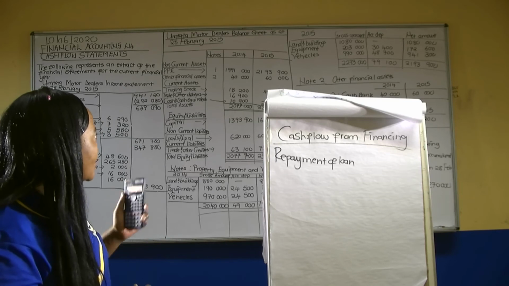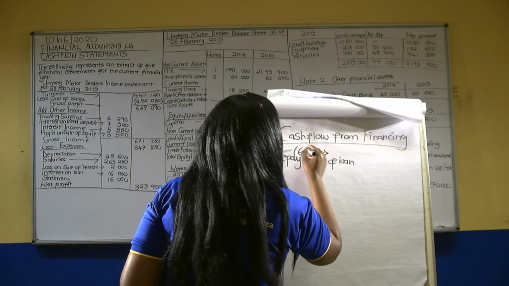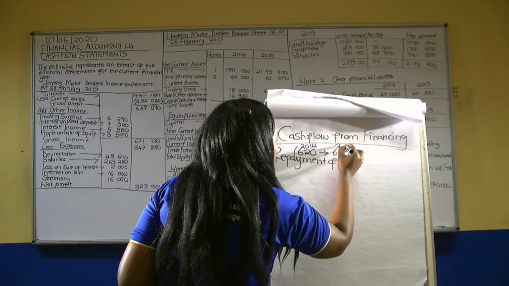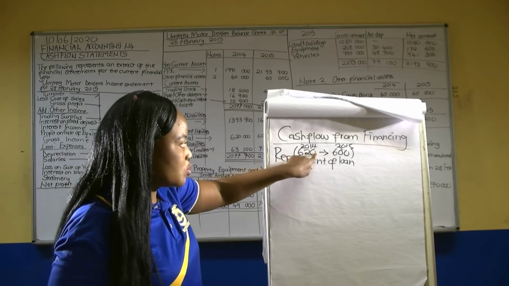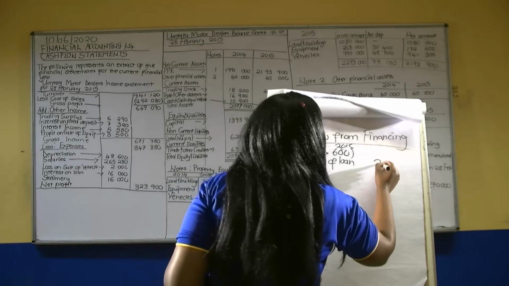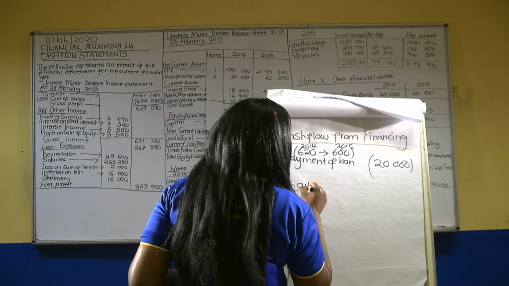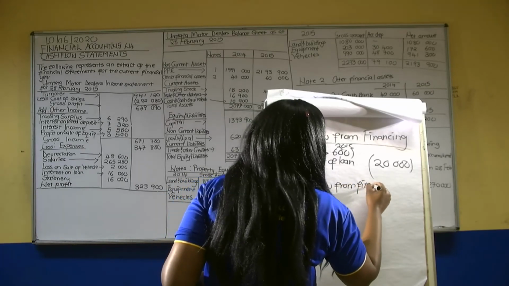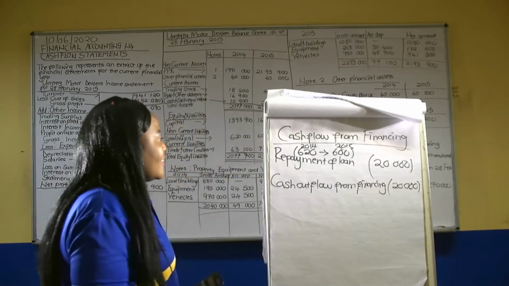We discover that you have a loan which had an interest of 14% per annum. The loan in 2014 was worth 620,000, but in 2015 the loan was worth 600,000. Meaning that the business has paid 20,000, because their liability at the beginning was worth 620,000, but by the end of 2015 the loan is reduced to 600,000. Cash outflow from financing, it was worth 20,000.